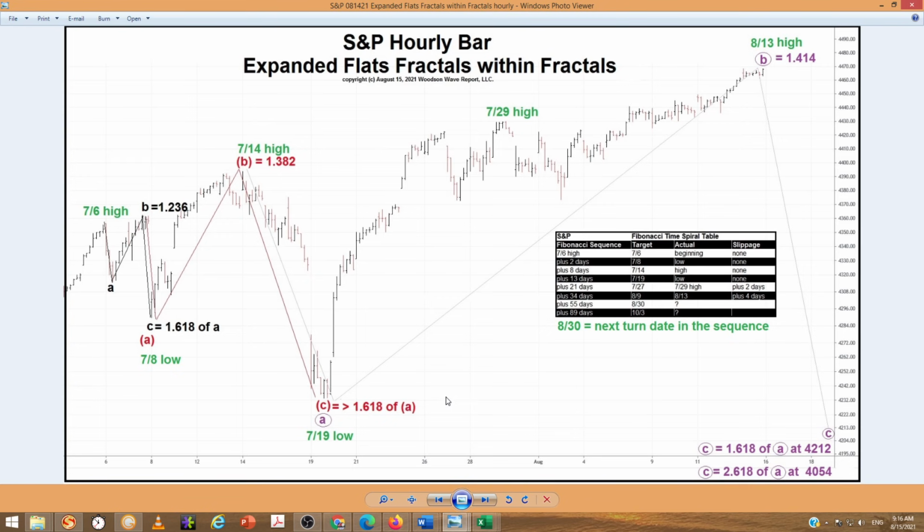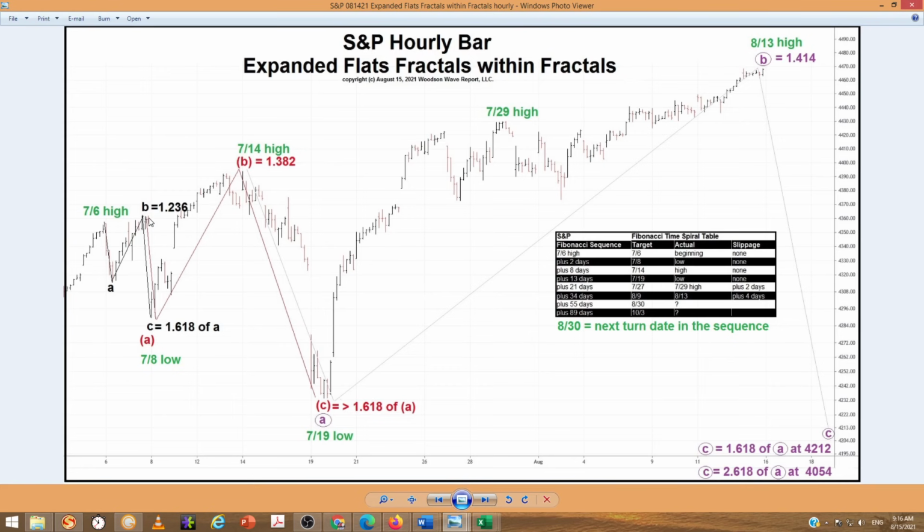The reason I'm going back to this expanded flat is because the math is, again, like I said, absolute, and it's playing out. Okay, so if we could possibly have a third expanded flat within an expanded flat, then we're looking at the purple with an A down here, a B up here, and then a C down here. And this B is a Fibonacci 1.414.